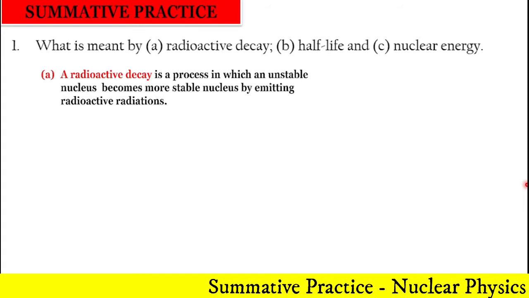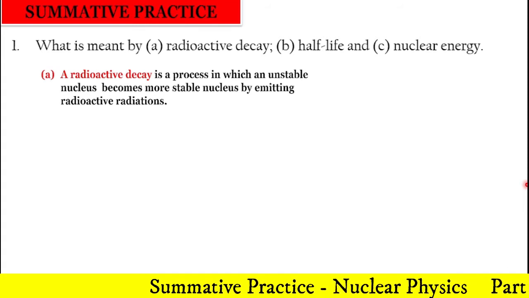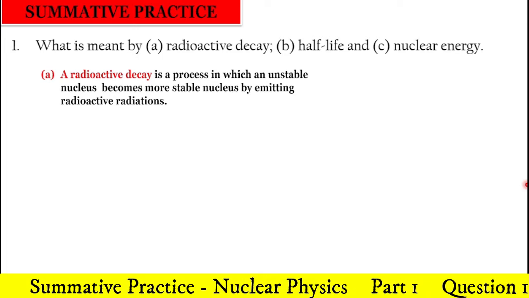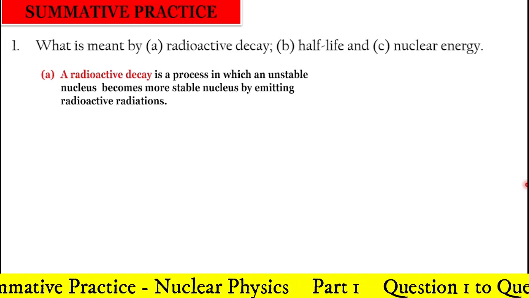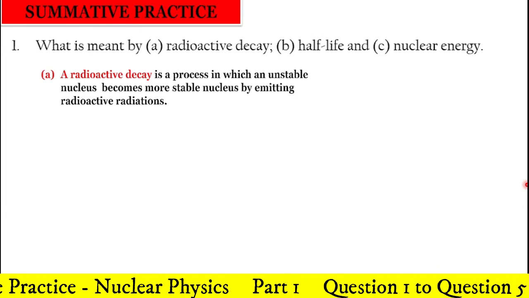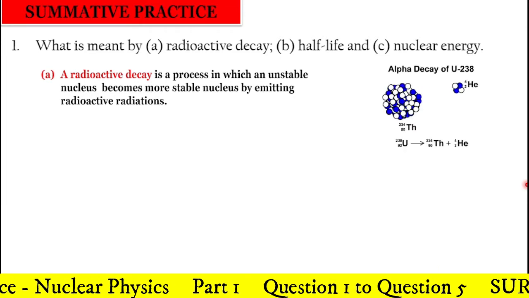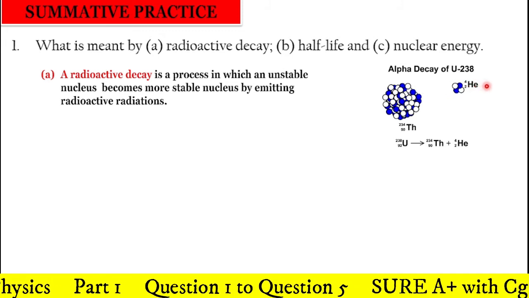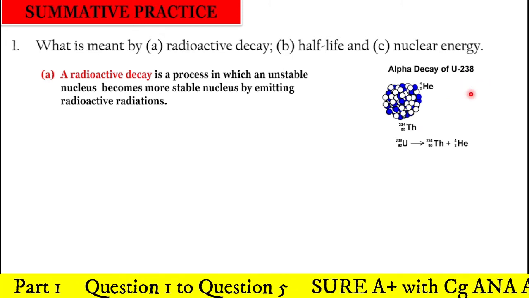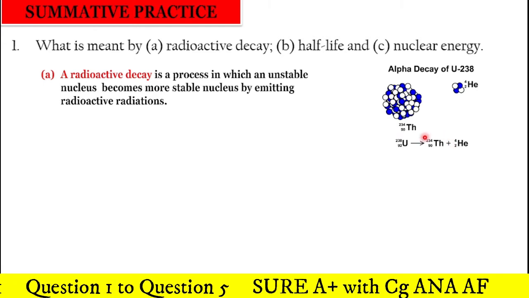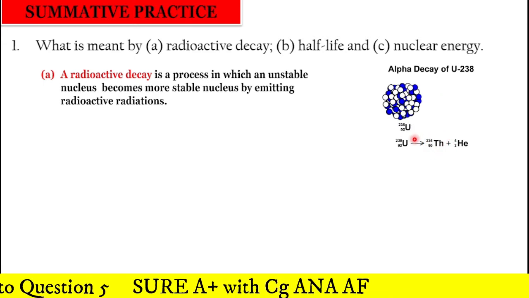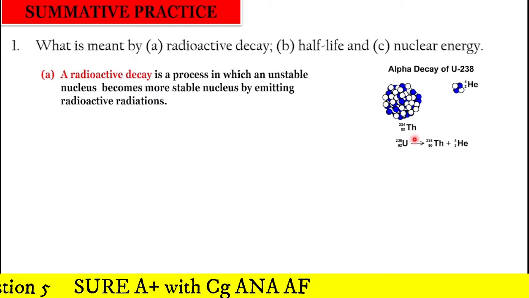So what is radioactive decay? Radioactive decay is a process in which an unstable nucleus becomes a more stable nucleus by emitting radioactive radiation. Contohnya macam ni, kita ada unstable uranium-238. So, dia akan buang alpha decay. So, dia akan menghasilkan more stable nucleus which is thorium-234. Okay, so ini example of alpha decay.